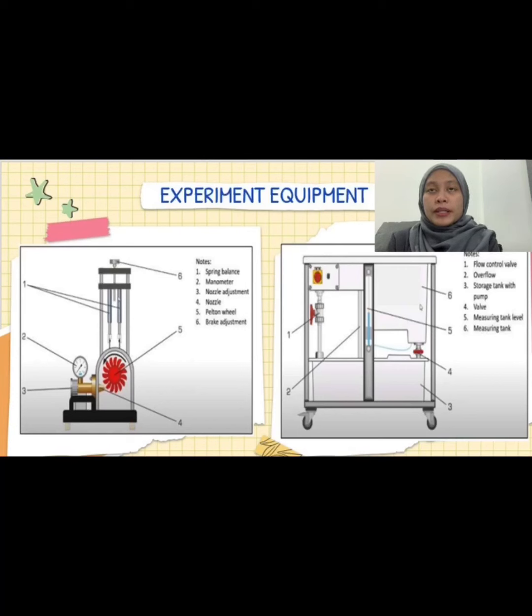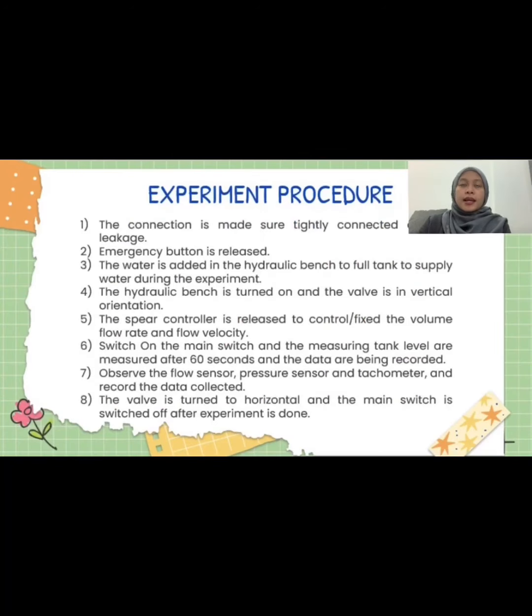Several important components are used in the Pelton turbine experiment, including the Pelton turbine, hydraulic table, data measurement and acquisition, and tachometer. The water pipe is tightly connected and a valve is fitted to control the main flow. The Pelton wheel includes a spring balance, pressure sensor, flow sensor, tachometer, spear controller, nozzle, Pelton wheel and brake adjustment. Lastly, we go to the experiment procedure.